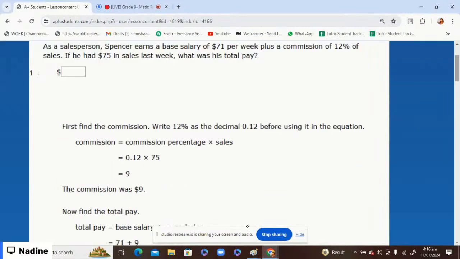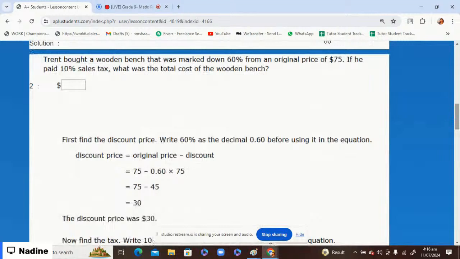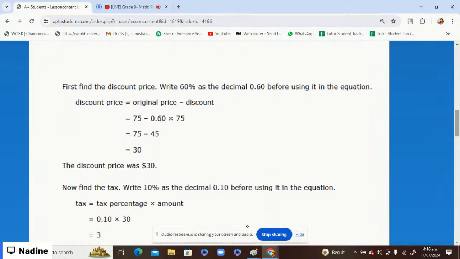Now let's discuss the next. Trent bought a wooden bench that was marked down 60% from an original price of 75. If he paid 10% sale tax, what was the total cost of the wooden bench? So we are going to find out the total cost of that wooden bench.